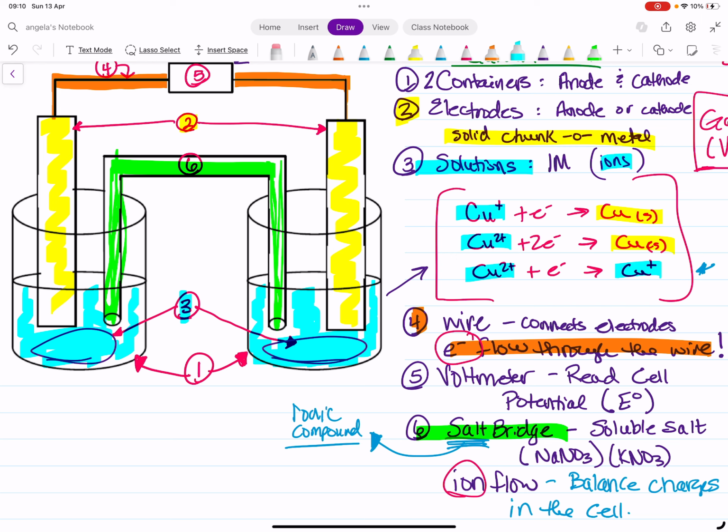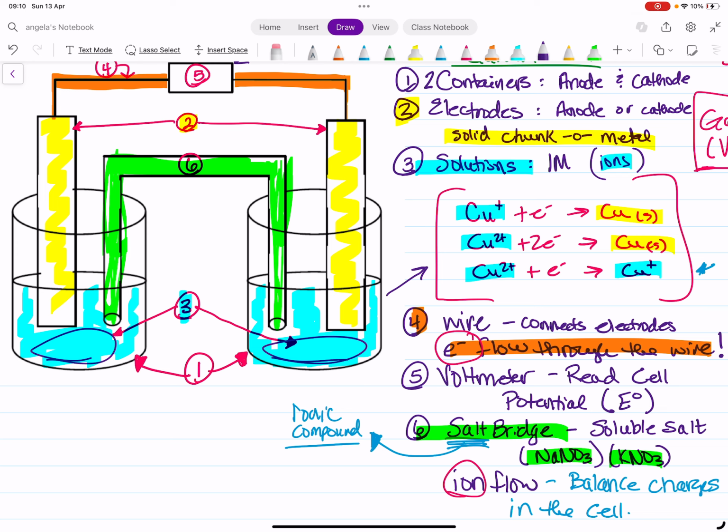So in order for us to maintain the balance of the charges, that's where the salt bridge comes in. Because with the salt bridge, you can put in a soluble salt, and we know that these soluble salts don't do anything. They are not going to react with anything else because they're always soluble in the solution. They're just going to go to one beaker or the other, and they're going to do that based upon where their charge is needed.